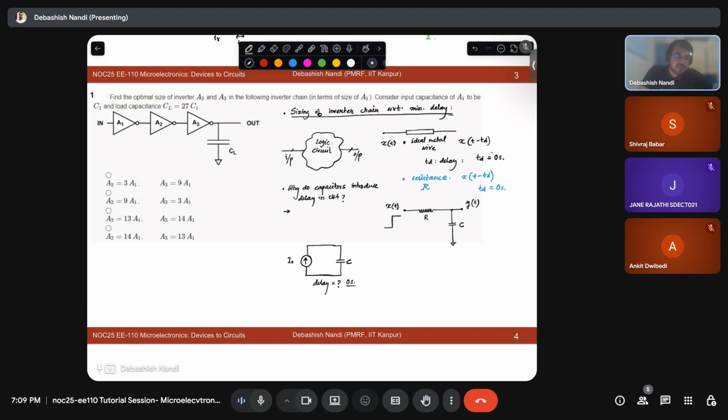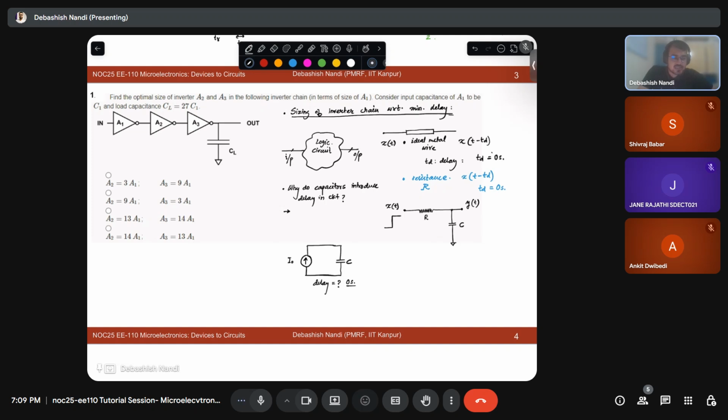Because there is no resistive element. So only the capacitor is not sufficient to introduce delay. So that is the point I wanted to bring out. The matter of fact is you need a resistive path as well as a capacitive path to introduce the delay. What a capacitor does is basically introduce a lag or lead between the current and voltage.